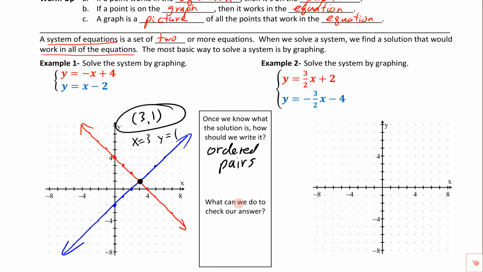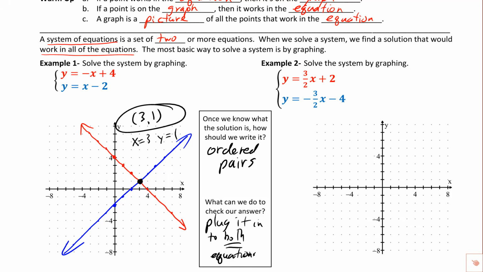And the second thing is, what can we do to check our answers? Well, to check our answers, let's do this. Like we learned before, plug it in to both equations. We want to check and make sure that it actually works in both equations. So I'm going to change to red, and we're going to plug in, remember this is going to be x and this is going to be y. So I'm going to put a 1 in for y and a 3 in for x.